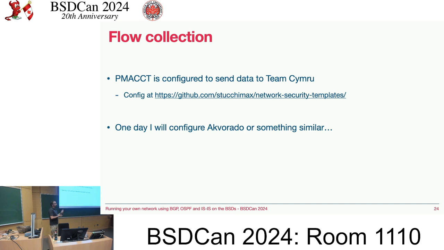So actually, there was the slide about flow collection right after that. And pmacct is configured to send data to Team Cymru. There's a specific service you can use, and it's for free. You're sending data to someone else about your network, yes. But basically, you help the rest of the community, because Team Cymru also provides a lot of data about DDoS attacks and other things. Now, the repository that I linked is mine instead of the Team Cymru one, because I added the configuration for pmacct in there, and they haven't pulled it into their repository yet.